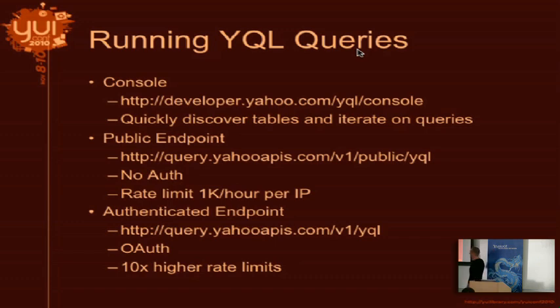So actually, when it gets down to the nuts and bolts of making a request to YQL, you're going to end up making a web service call. We have two endpoints, public endpoint and authenticated endpoint. Pretty self-explanatory. The public endpoint has no authentication requirements, and there's also a 1K per hour rate limit. The authenticated endpoint is slightly different. You can see that the public is not on the bottom one. It requires OAuth, so it is authenticated. Because it's authenticated, we end up trusting this user a little bit more because we know who they are. We give higher rate limits to that person or application.